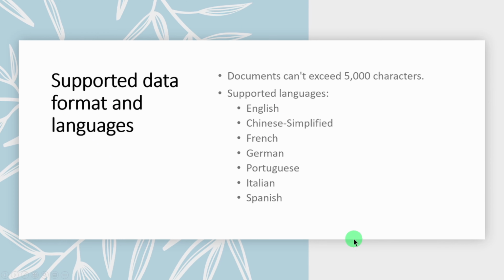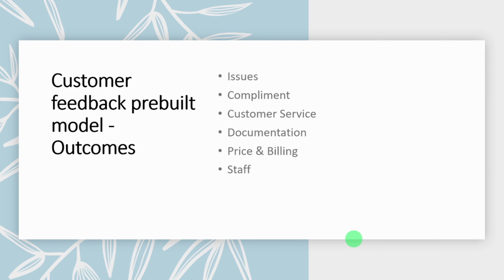Now, at this moment it supports these languages: English, Chinese, French, German, Portuguese, Italian and Spanish. And at this moment this uses the customer feedback pre-built model. So the end outcome will always be issue, compliment, customer service, documentation, price and billing, and staff. So basically whenever we pass any statement, it will automatically find out what the end outcome would be for that particular statement. So it categorizes that into these six different parts. Now don't worry, I'm going to give you an example so you will get a better idea on that.